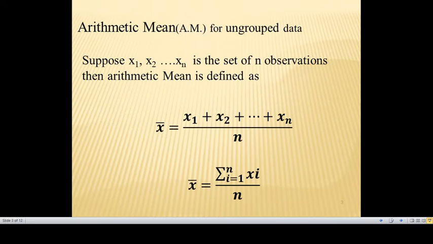Let us see the definition of arithmetic mean for ungrouped data. Suppose x1, x2, ... xn is a set of n observations. Then arithmetic mean is defined as (x1 + x2 + ... + xn) divided by n. Or simply we can write x bar equal to summation xi divided by n. Arithmetic mean is denoted as x bar.